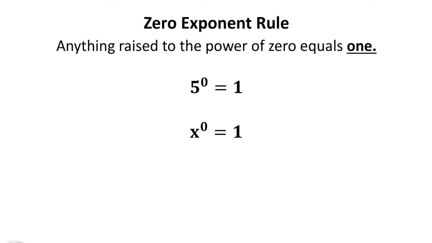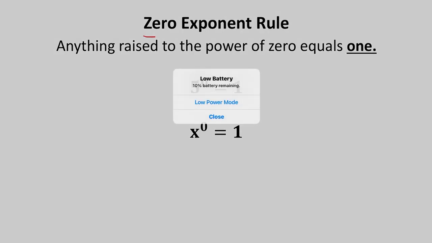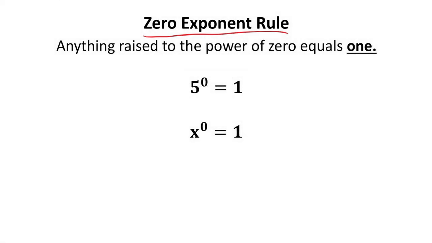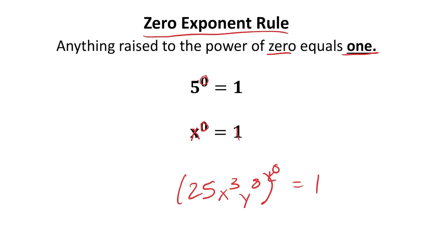Okay, so let's look at some zero powers. Here's the zero exponent rule. Sorry about that. Battery's about to die. Anything raised to the power of 0 equals 1. Super easy. Any number to the 0 power, 1. Any letter to the 0 power, 1. You could have 25x cubed y to the 8 all to the 0 power. That all equals 1. Anything that 0 power is touching becomes a 1.